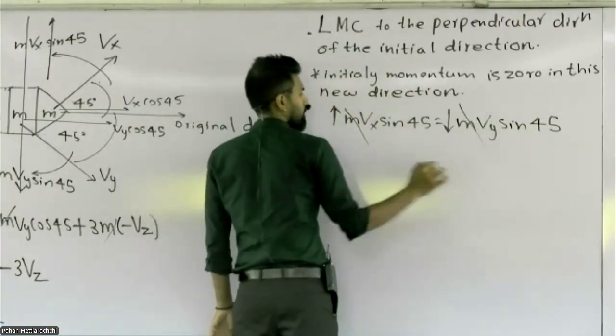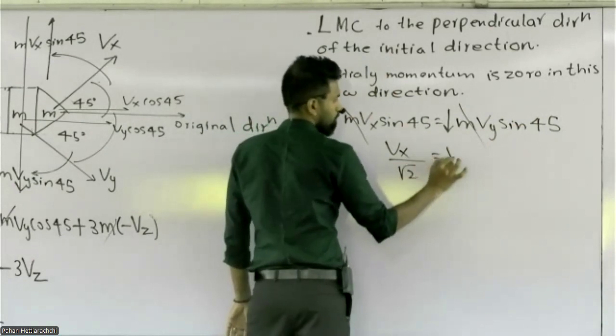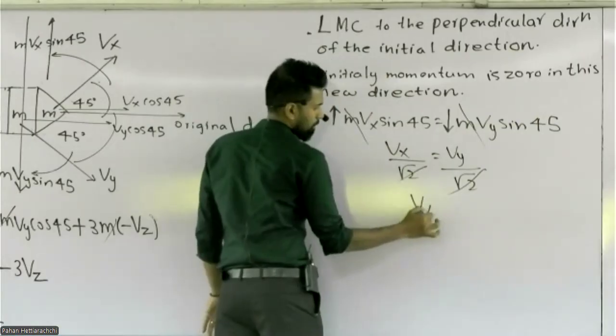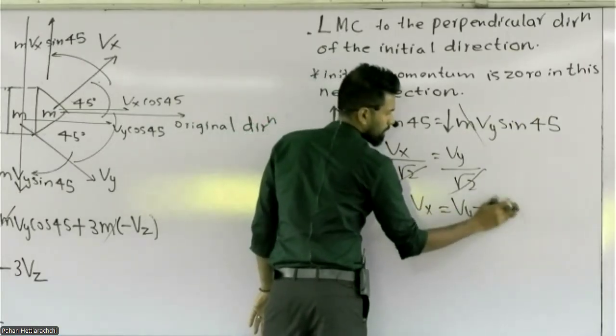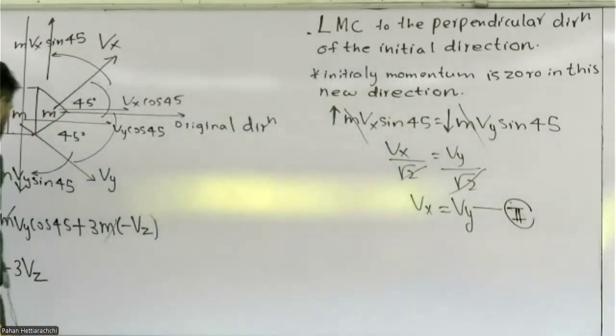M will cancel out. Vx over root 2 is equal to Vy over root 2. Root 2 cancels. Vx is equal to Vy. This is the second equation, and that was the first equation.